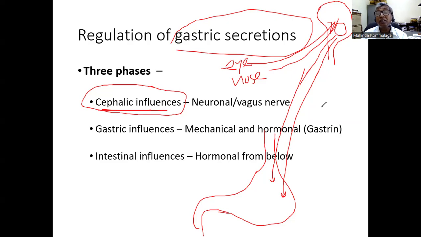Have you heard about this experiment earlier? It's called Pavlov's dog experiment. Yes or no?